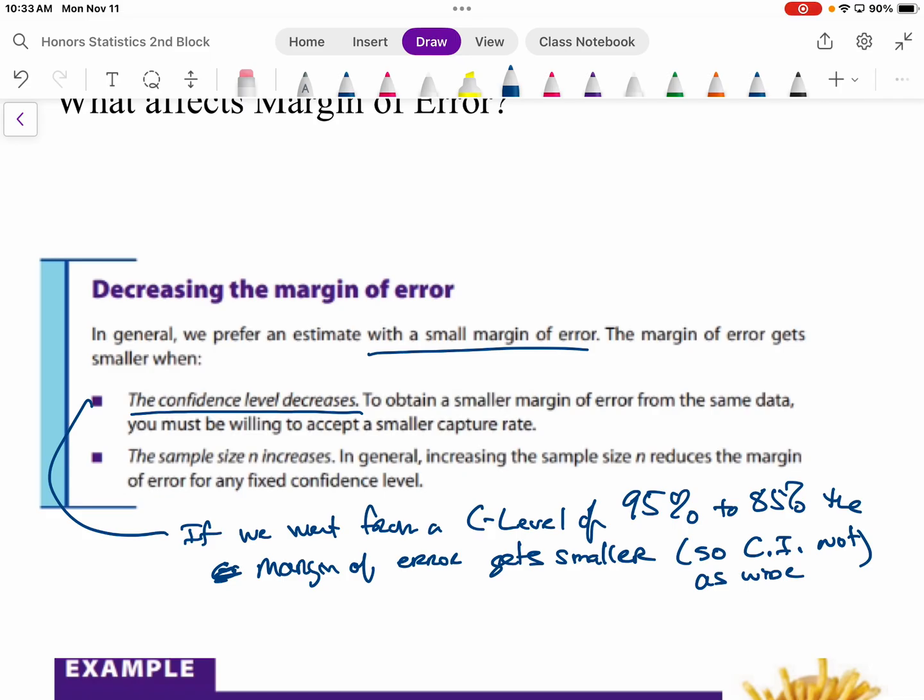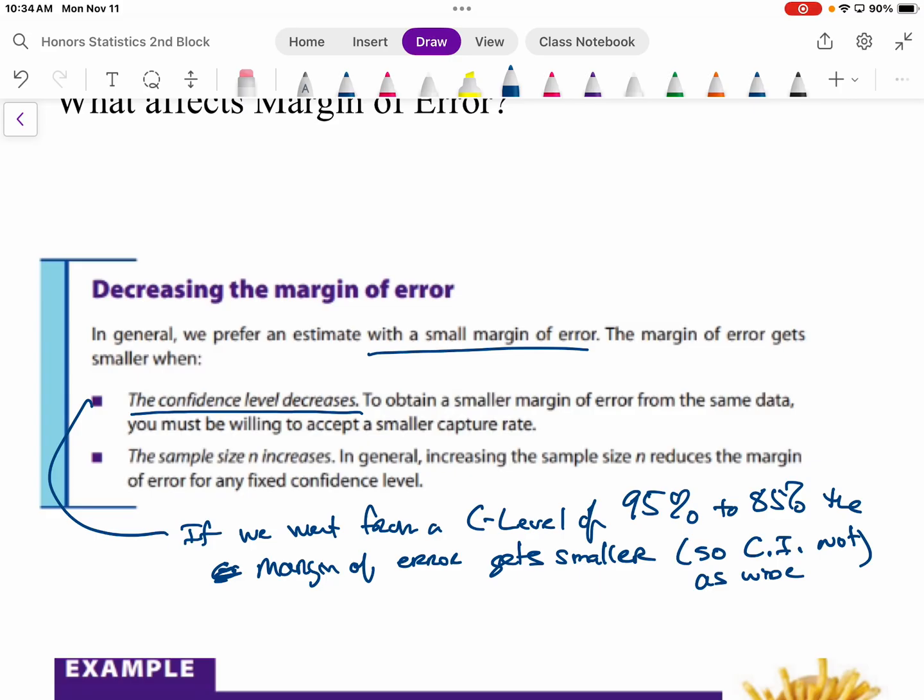Okay. If I decrease, that's what the first one says. If I decrease the confidence level, then my margin of error gets smaller. My confidence interval is not as wide. So if I go from a 99 to a 90, if I go from a 99 to a 98, doesn't matter how much I drop. If I am decreasing the confidence level, then that means my margin of error gets smaller, and in turn makes my confidence interval not as wide.